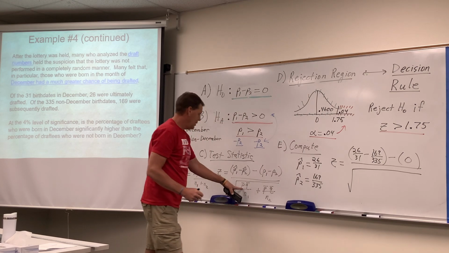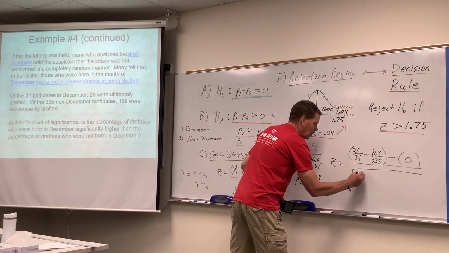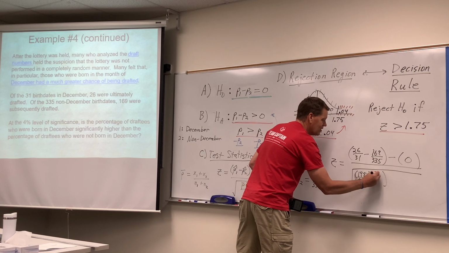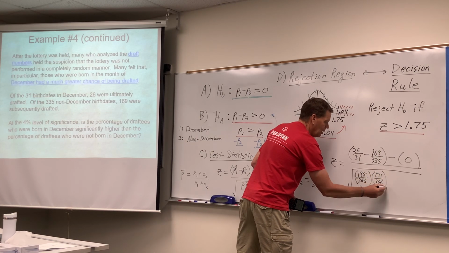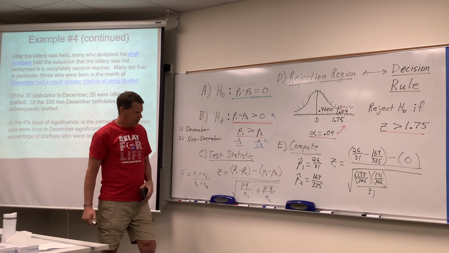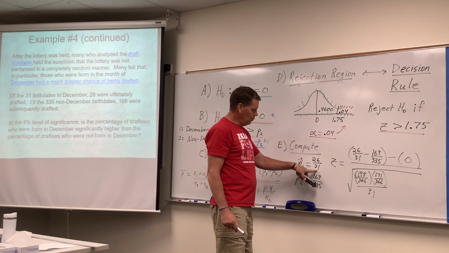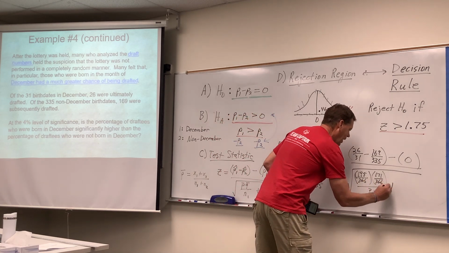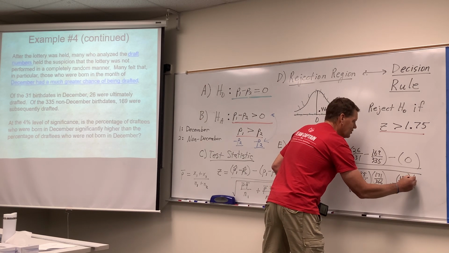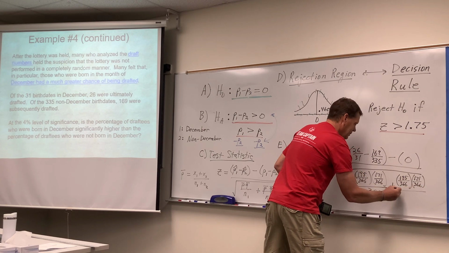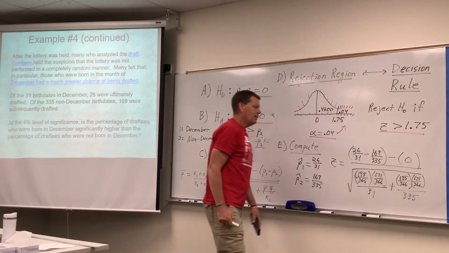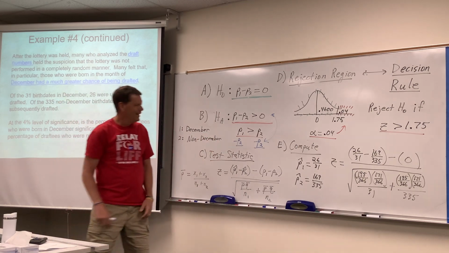All right, P bar, 195 over 366, I'll remind you. Q bar, 171 over 366, all over sample size number 1, 31 birth dates in December. 31, N1, right? N1 is the number in the first population. Plus 195 over 366. I hope you guys are halfway through punching the numbers out. And then sample size number 2 would be the 335 non-December birth dates.